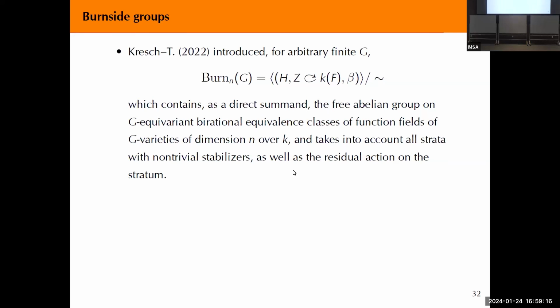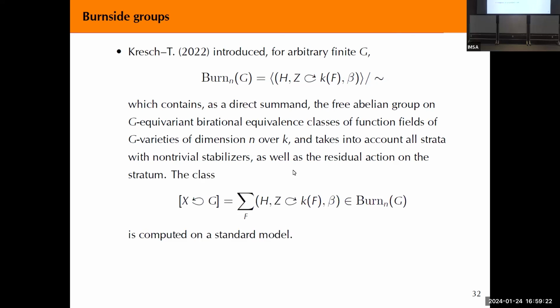What we introduce captures the rational invariants of such actions. And so the class is computed on a standard model where all the stabilizers are abelian. And we prove specialization in this context as well. But so it was sort of a very general result.